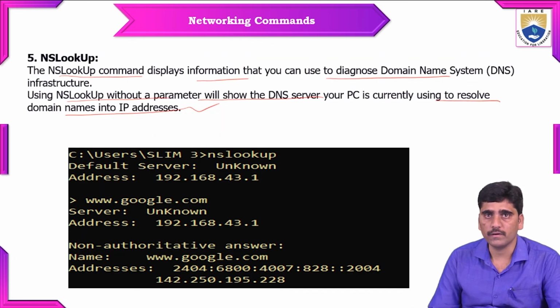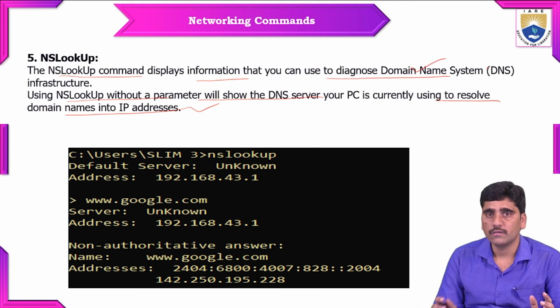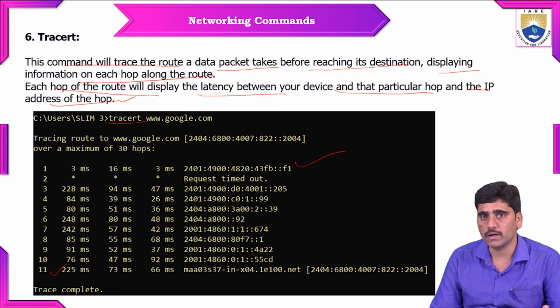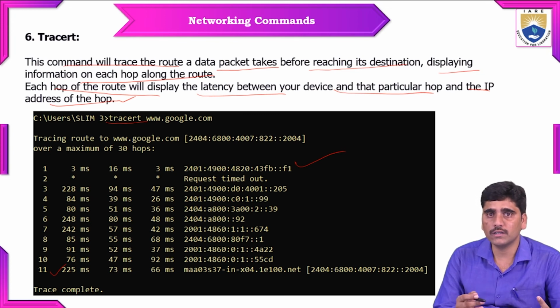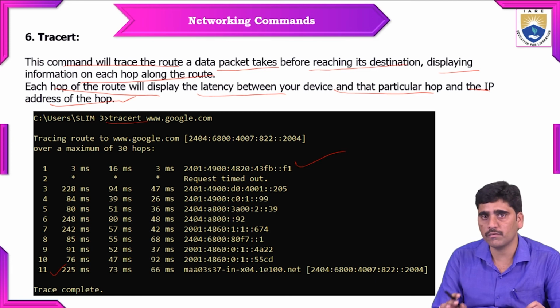And next, Nslookup. The Nslookup command displays information that you can use to diagnose the domain name system. That means whether the system is identified to the particular domain or not. And Nslookup with a parameter will show which DNS server your PC is currently using to resolve this domain. So all these domain name servers are used to identify whether the server is located or not. And the tracert command reaches the network destination with the help of a maximum number of hops. So this is how it reaches the destination.